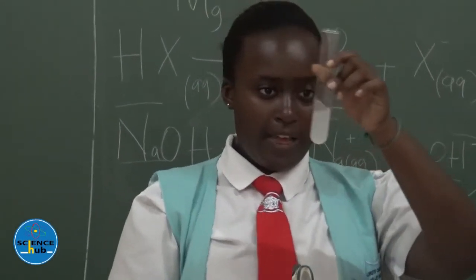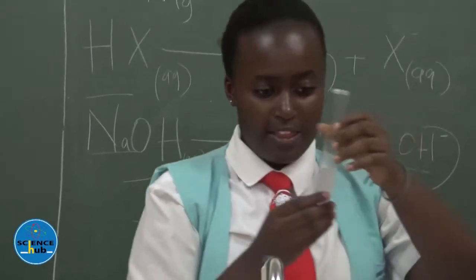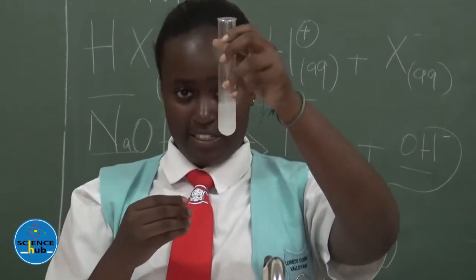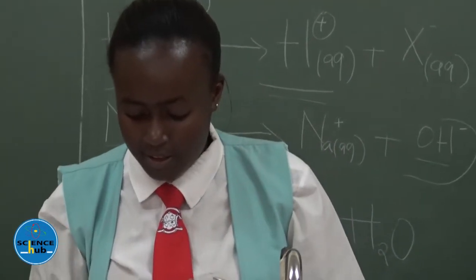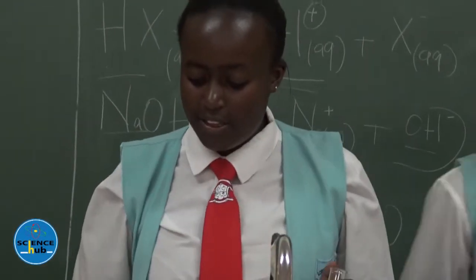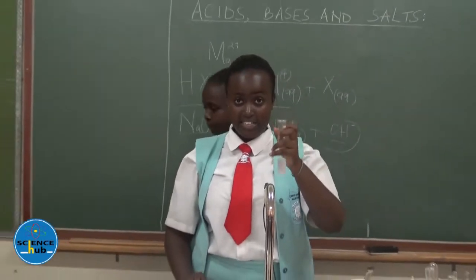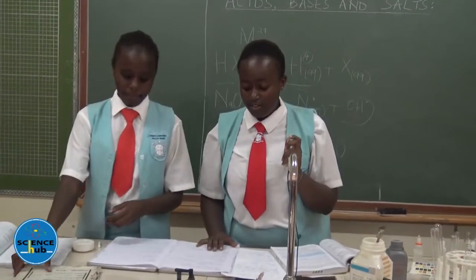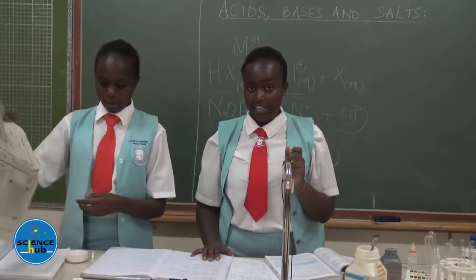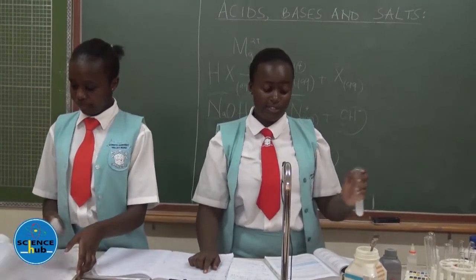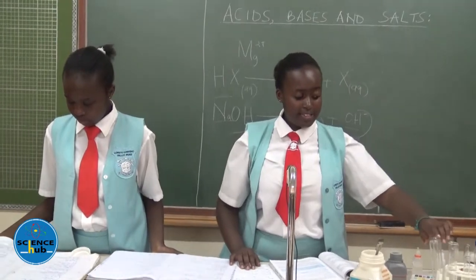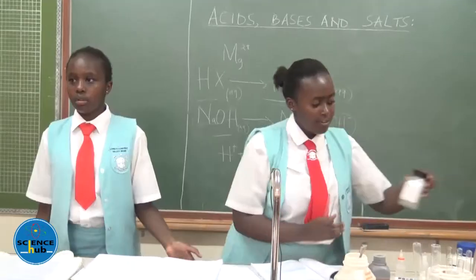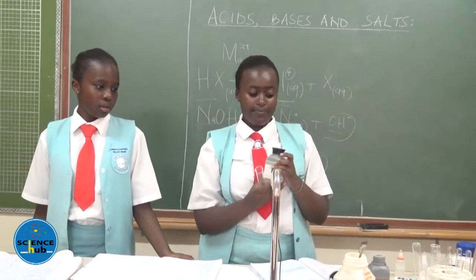As you can see, the white precipitate is slowly dissolving. This shows that the zinc cations are soluble in excess in the ammonium hydroxide solution. Next, we are going to go to lead. Over here, we have lead chloride.